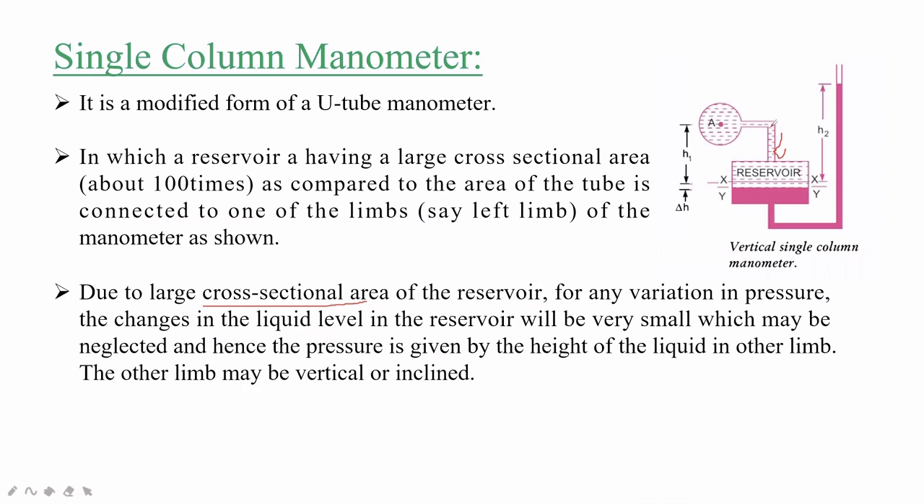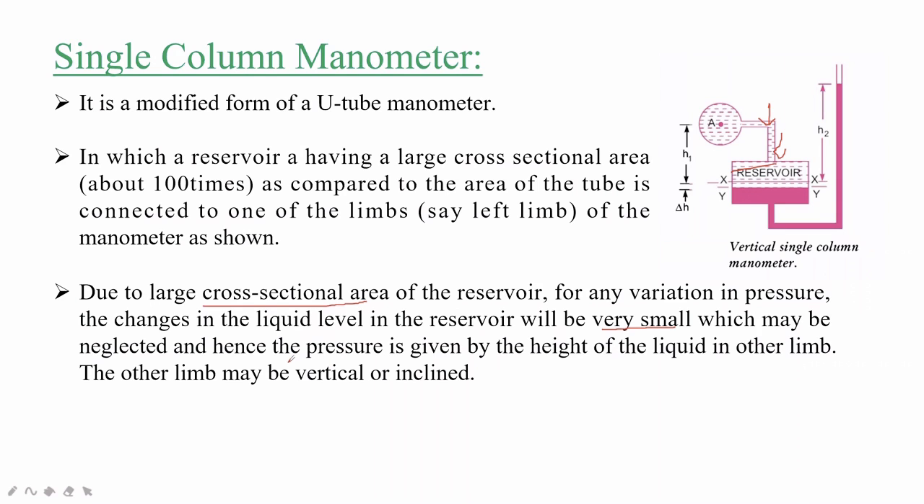So the pressure that comes here is 100 times greater than the pressure where it is to be measured. So for any variation in pressure, the changes in the liquid level in the reservoir will be very small, which may be neglected, and hence the pressure is given by the height of the liquid in the other limb. The other limb may be vertical or inclined.